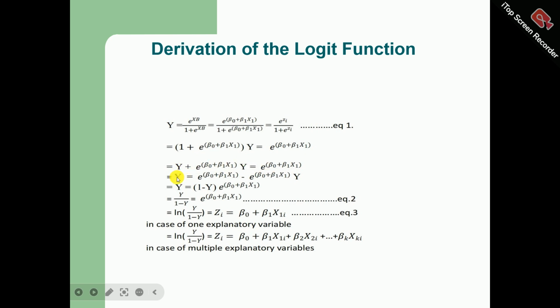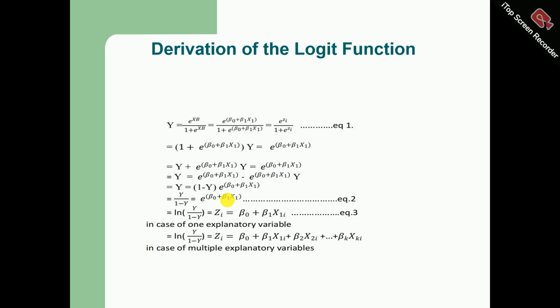That is equal to y, and we can take this term to the left hand side, so we have e raised to the power zi, or e raised to the power beta naught plus beta 1 x1, minus e raised to the power beta naught plus beta 1 x1 times y. So we have y is equal to 1 minus y times e raised to the power beta naught plus beta 1 x1, and finally we can write y divided by 1 minus y, and that is equal to e raised to the power beta naught plus beta 1 x1.